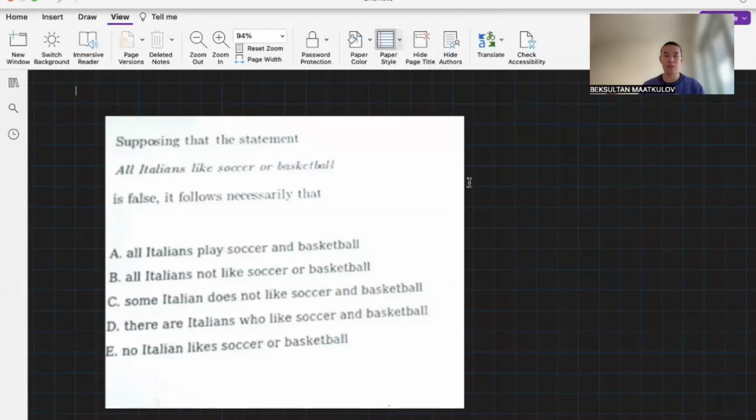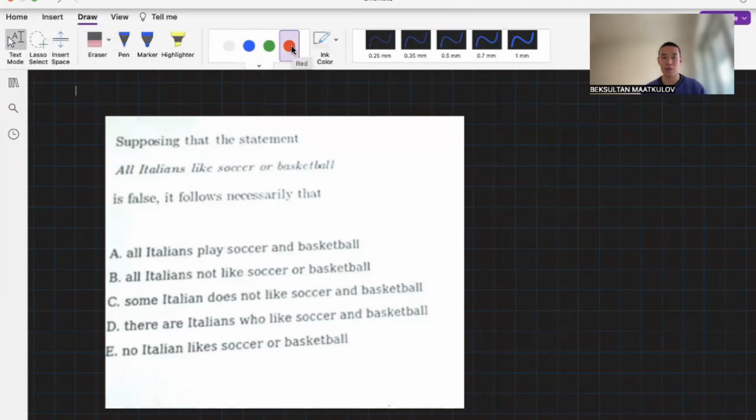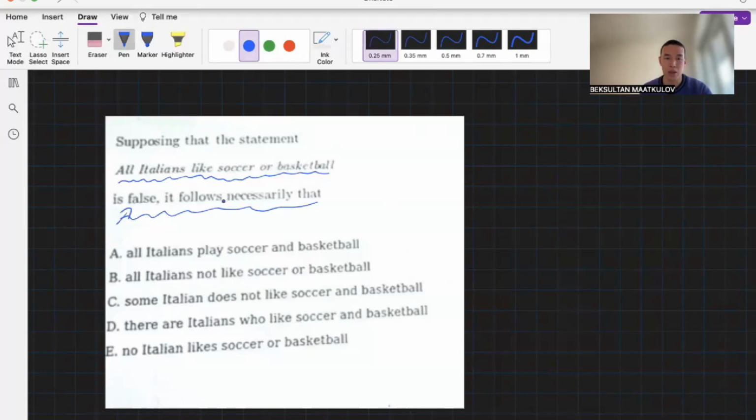Okay, here you have the statement: all Italians like soccer or basketball is false. It follows necessarily that... Anytime you have logical exercises, the first thing you need to do is find the statement. In our case, the statement is all Italians like soccer or basketball. After the statement, you'll have some information, in this case, it's written is false. Anytime you see a statement followed by is false, or the words contradicts the statement, or you have to prove this wrong, it means that you have to negate the statement, right?